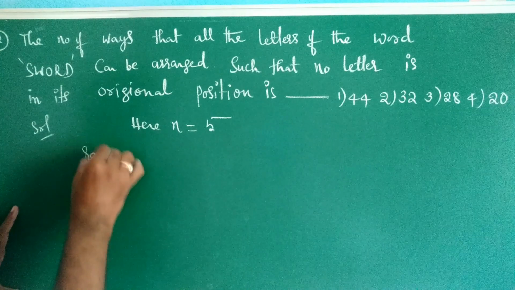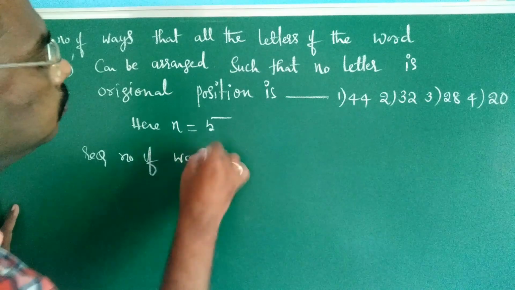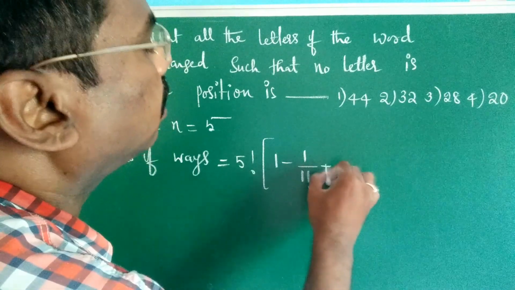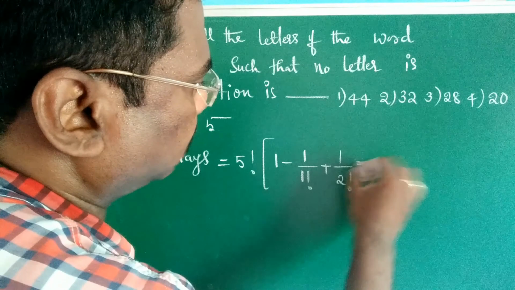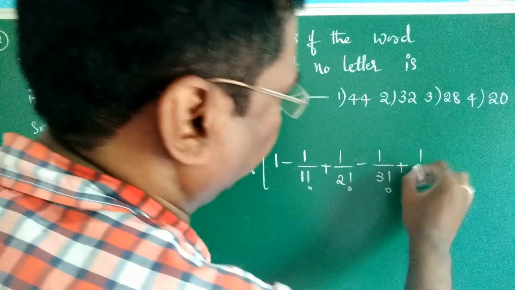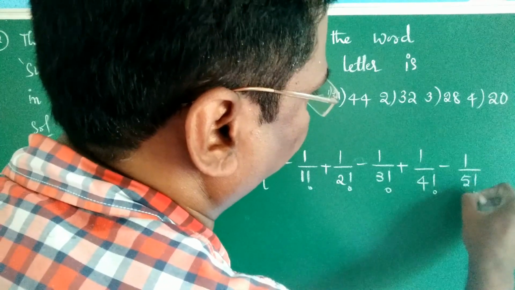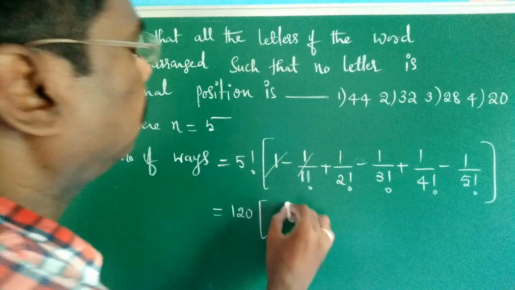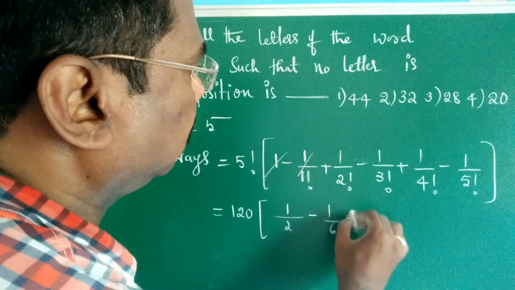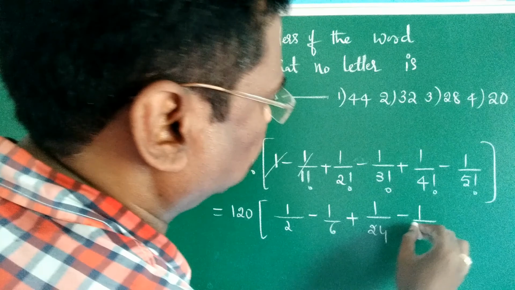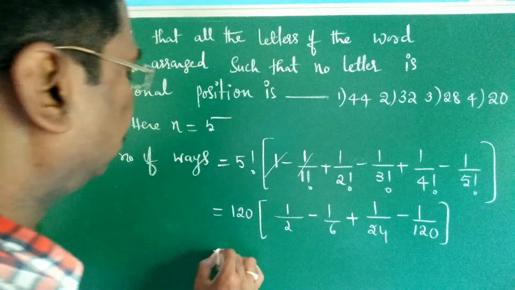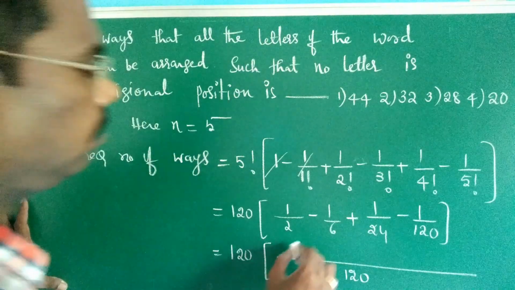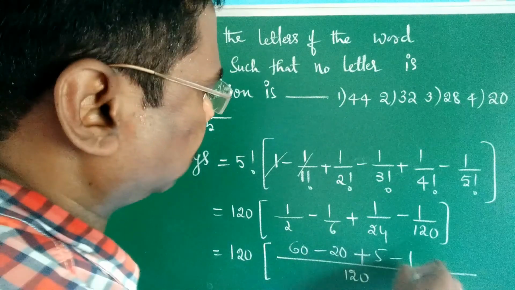Now required number of ways is equal to 5 factorial into 1 minus 1 by 1 factorial plus 1 by 2 factorial minus 1 by 3 factorial plus 1 by 4 factorial minus 1 by 5 factorial. Now 5 factorial value is 120. Now the 1s cancel. 1 by 2 minus 1 by 6 plus 1 by 24 minus 1 by 120. Now here 120 into, now our LCM is 120. Now 60 minus 20 plus 5 minus 1.